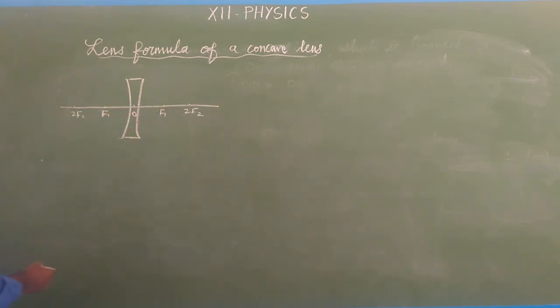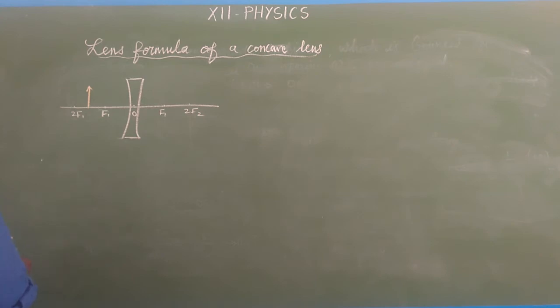Let us consider the object is placed here. The object is placed between 2f1 and f1. Generally we can say anywhere on the principal axis, which means between infinity and the optic center. In this case of the lens formula for a concave lens, I kept the object between f1 and 2f1.